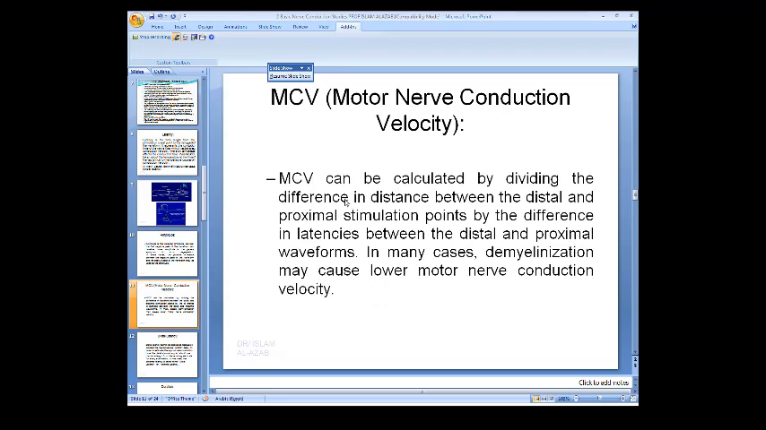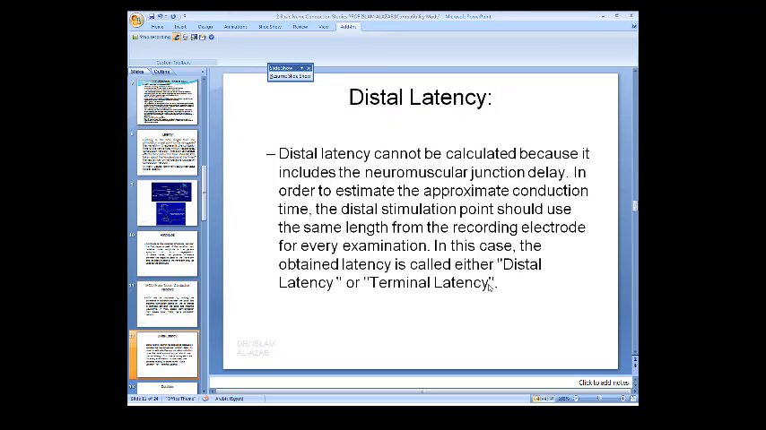Motor conduction velocity. Motor conduction velocity can be calculated by dividing the difference in distance between the distal and the proximal stimulation points by the difference in latencies between the distal and the proximal waveforms. In many cases, demyelinization may cause lower motor nerve conduction velocity.